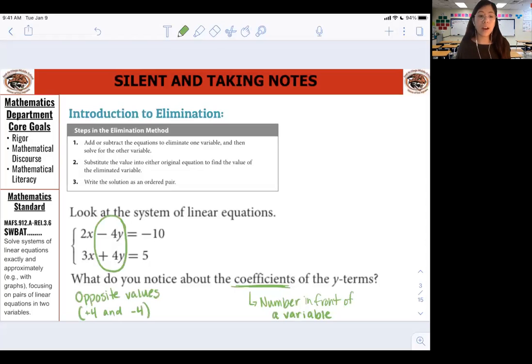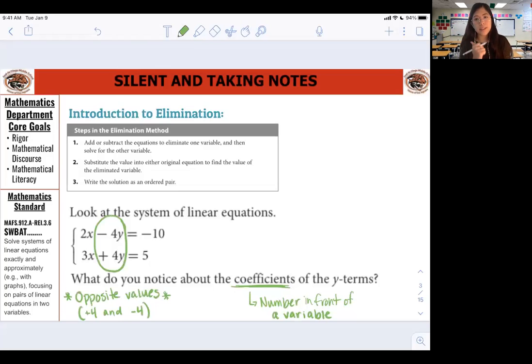And you may, yeah, go ahead and write that down. That's going to be very important. So what we always, always, always need in order to do elimination is opposite values in the coefficients. So when you look at a new problem in front of you and you notice that they have opposite values, like in this example, then you know that you're good to go to do elimination.